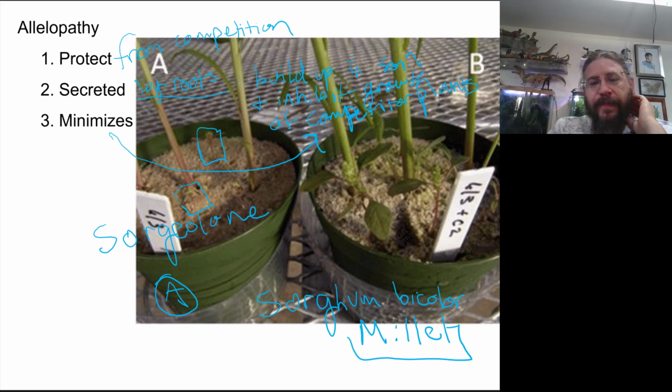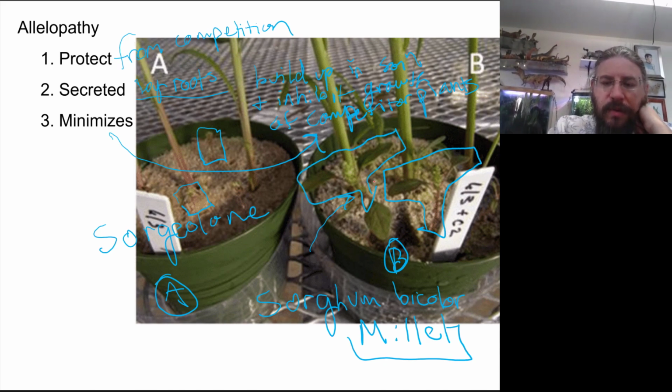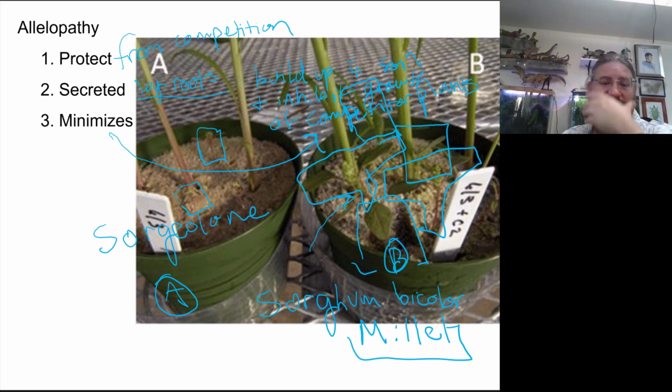Anyway, timely reference. So these were planted at the exact same time, the only difference being that they amended the soil in B with activated charcoal, which broke down sorgoleone. And these are the same pea seedlings, except doing really, really well, and there's a lot more of them. So you can see sorghum bicolor is awesome at allelopathy.